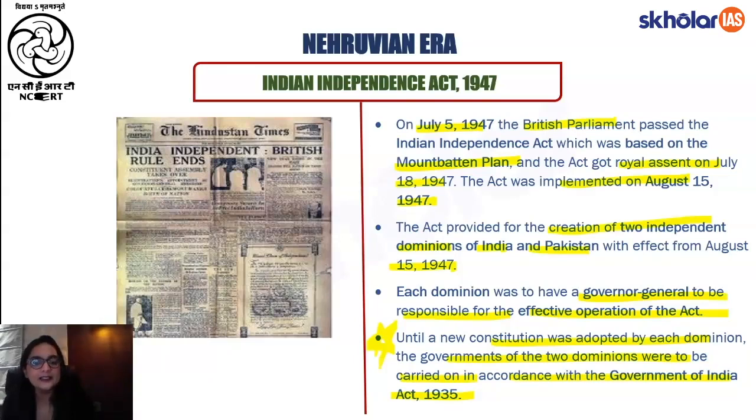of India Act 1935. तो दोनों ही डोमिनियंस में जो कॉन्स्टिट्यूशन नई कॉन्स्टिट्यूशन अडॉप्ट हुई थी, उसके अलावा जो गवर्नमेंट चल रही थी वो कंप्लीटली गवर्नमेंट ऑफ इंडिया एक्ट 1935 के प्रोविजंस के बेसिस के ऊपर चल रही थी.